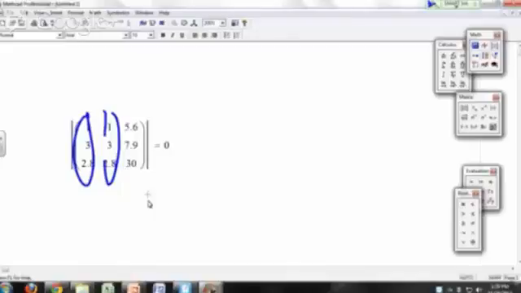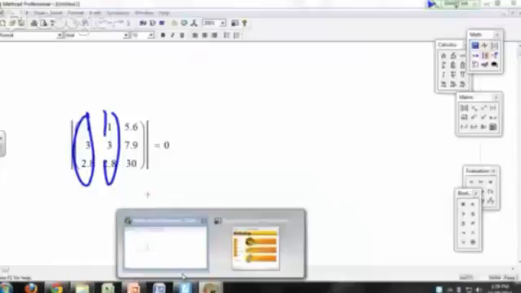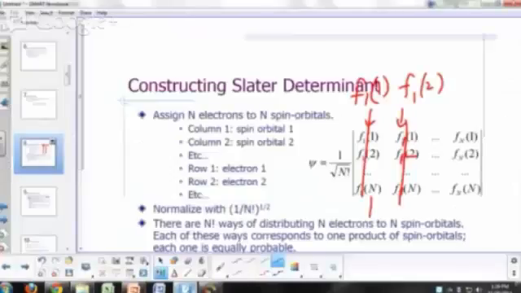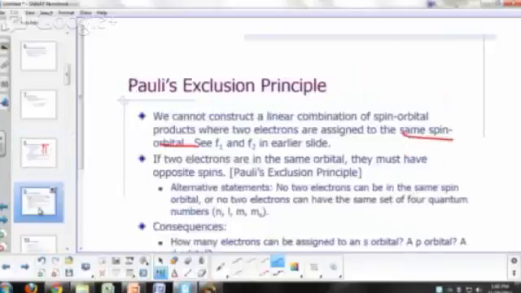So that would not be an acceptable function because we don't want our psi to be just 0 everywhere, right? So again, setting it up as a Slater determinant, you cannot have more than 1 electron assigned to the same spin orbital. That's another way of saying that if you assign 2 electrons to the same orbital, they have to have different spins. Remember, when we say spin orbital, we're specifying not just the orbital, but the spin. So that is known as Pauli's exclusion principle.